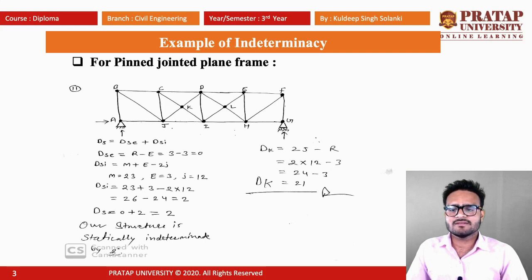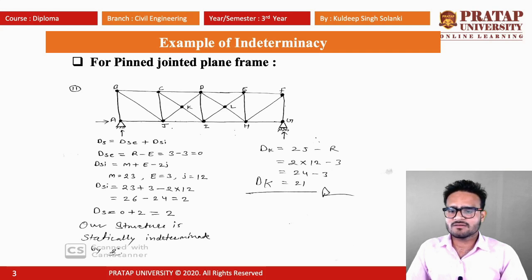At A, this is the pin support, and we know at pin support 2 reactions are available, one horizontal and one vertical. At G, this is the roller. At roller, 1 vertical reaction is available. So in this case, how many reactions? 2 at A and 1 at G. It means 3 external reactions are available.